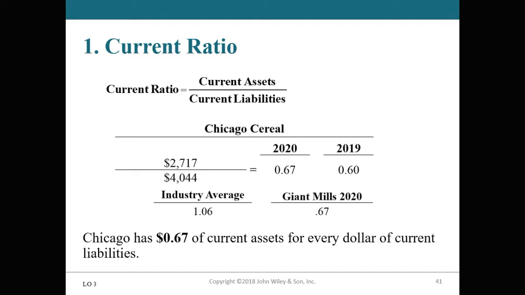In 2019, it was 60 cents. We have increased the amount of current assets for every dollar of current liabilities by 7 cents. The industry average is $1.06. As you can see, Chicago Cereal is running a little bit low. However, they are on par with their biggest competitor, Giant Mills. So when we look at it from different perspectives, while compared to the industry we may not have as much, as compared to our biggest competitor, we are performing in the same way.